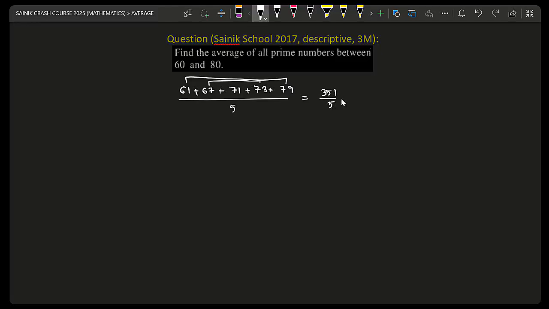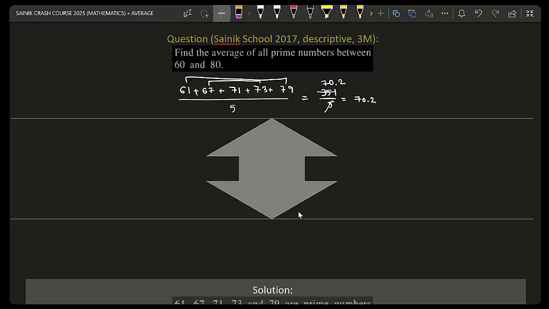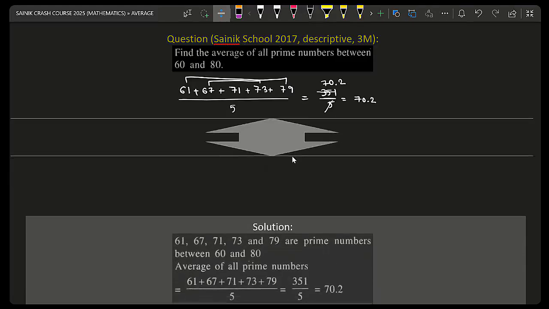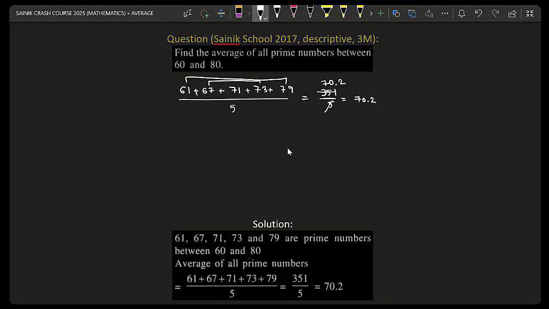Can you see the decimal form? 5 sevens are 35, 5 into 70 is 350, and then 1 is remaining. Decimal: 1 becomes 10, 5 twos are 10. That is 70.2, the required answer. Yes, correct answer. You can mute yourself, Sriyash.